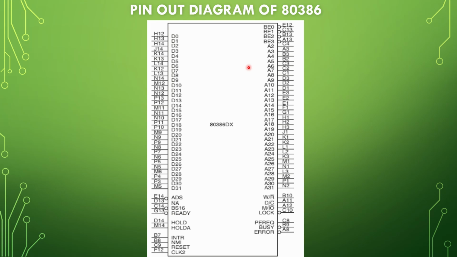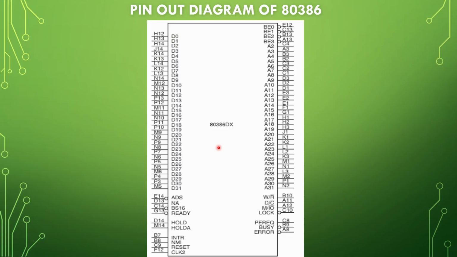And one more thing, the 80386 is a 132 pin IC. So representing all the pins over here will be a tedious task. So what we have done is we have mentioned only a few pin numbers which are essential for us to understand the concepts of the 80386. Then come the control and status signals.